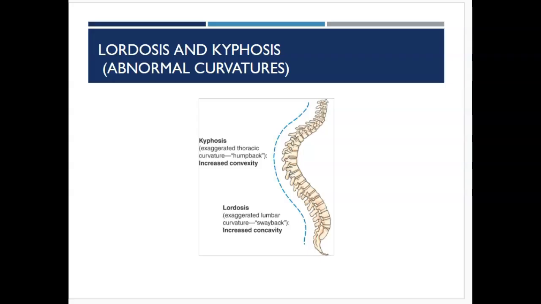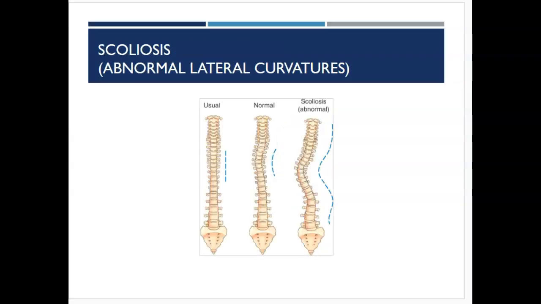Looking at abnormal curvatures, we have lordosis and kyphosis. Lordosis is going to be the abnormal anterior concavity of the lumbar spine, where kyphosis is going to be the abnormal condition characterized by increased convexity of the thoracic spine. And then we have scoliosis, which is going to be the abnormal lateral curvature of the spine.